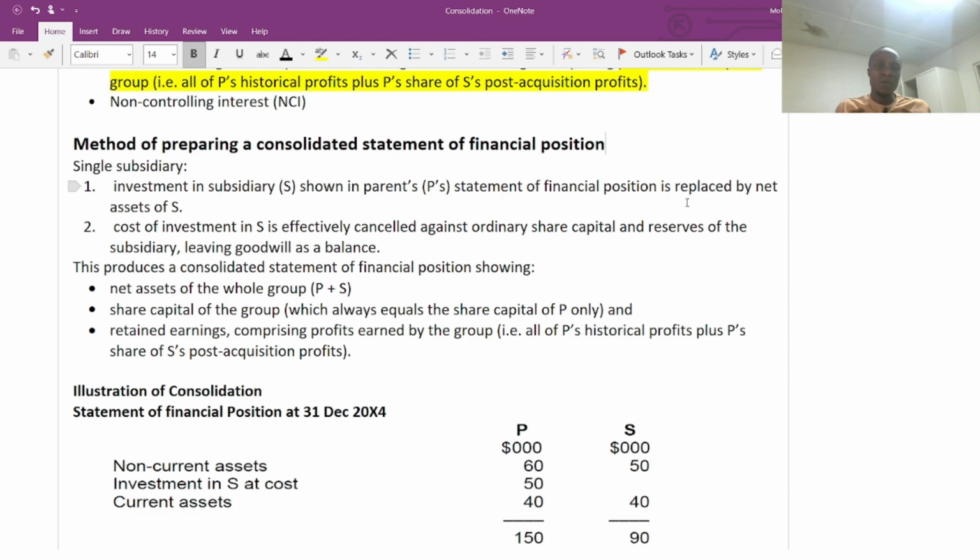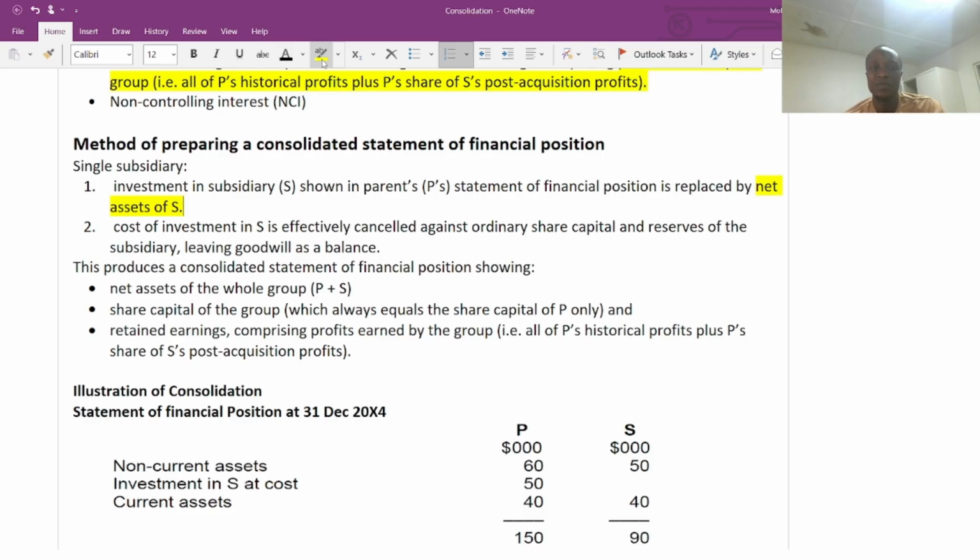But when we prepare the consolidated financial statement, we are not going to show that amount again. Instead, it will be replaced by the net assets of the subsidiary, which we are going to calculate in working two. This will be the replacement of the investment in subsidiary. Instead of showing the investment in subsidiary, we are going to calculate the net assets, which we can use in different areas to do further calculation.